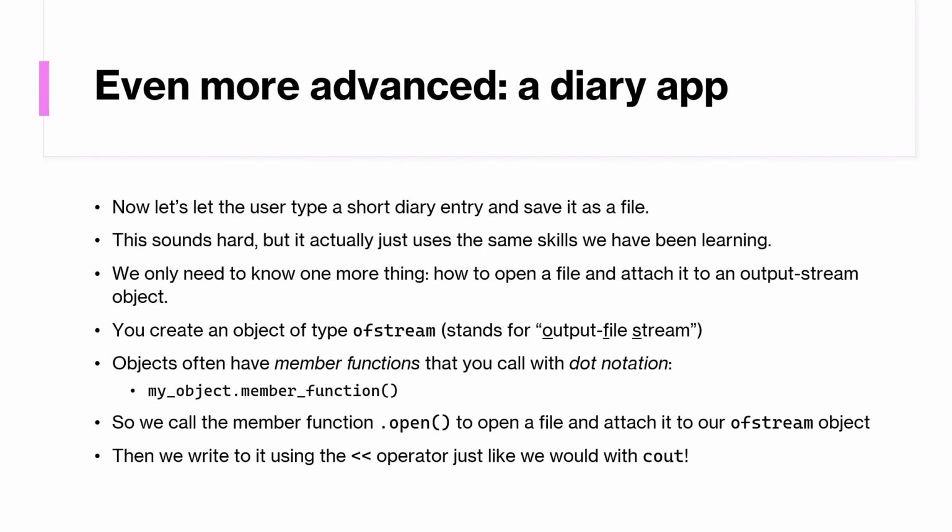There's also a class of objects called ofstream, which stands for output file stream. Okay, one more of those little abbreviations. Objects often have member functions that you call with dot notation. String has member functions like dot length or dot substring. Ofstream has a member function called dot open that lets you open a file and attach it to your ofstream object so you can write to it. And then we're going to write to it using the same insertion operator that we've been using with cout. So the way the output works will look just like what you've done before.